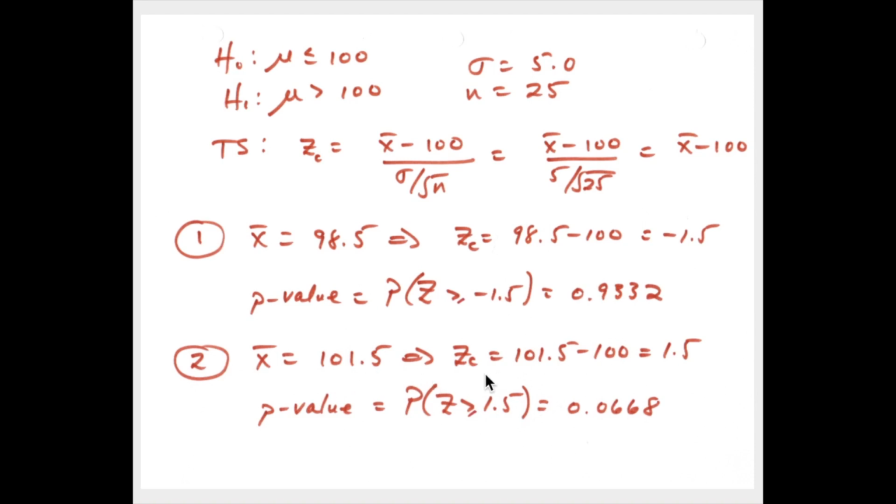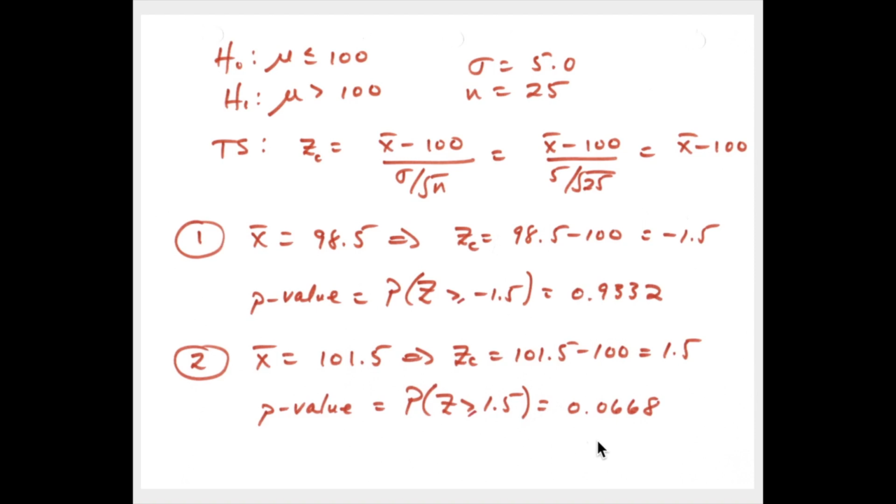In that case, z-calc is 1.5. The p-value for the test is therefore the probability that the standard normal random variable is greater than or equal to 1.5. Again, we can get that from the standard normal table. That's 0.0668. Since that is not less than or equal to 0.05, we would not reject the null hypothesis at the 0.05 level of significance. So again, we would fail to reject.